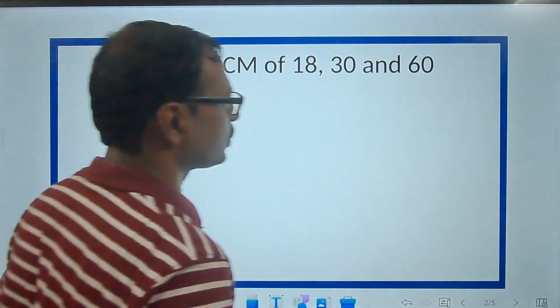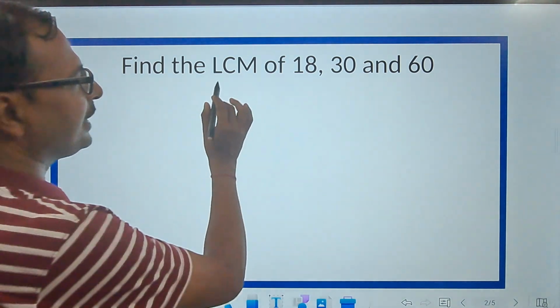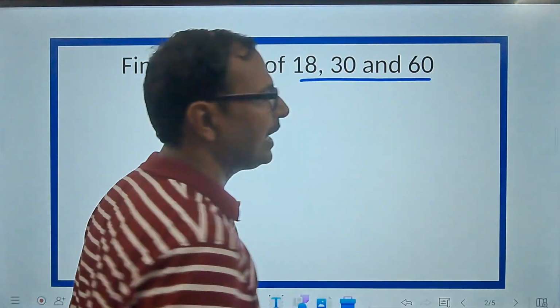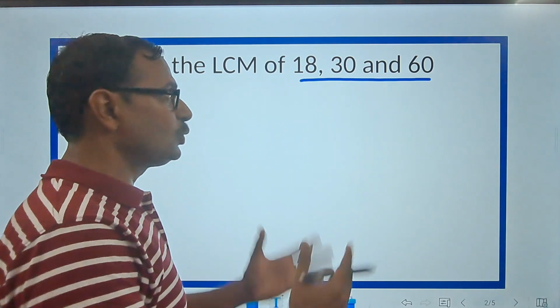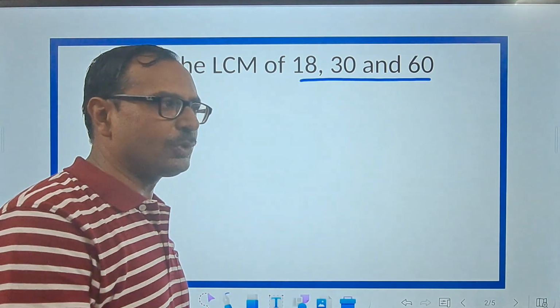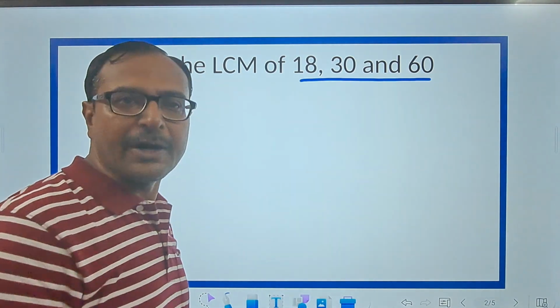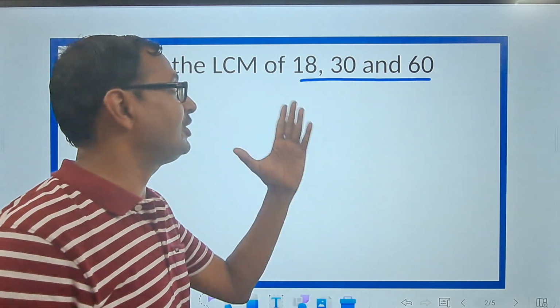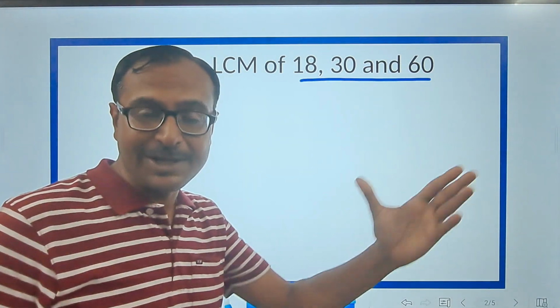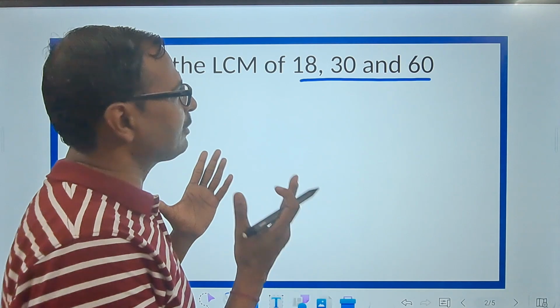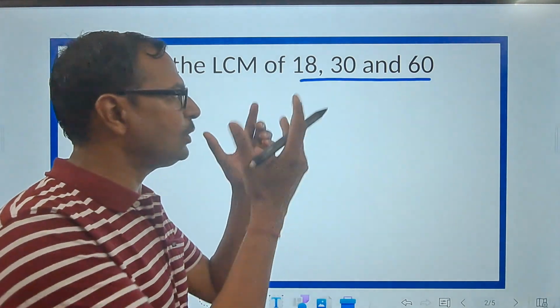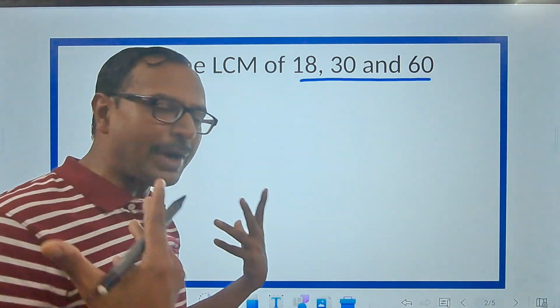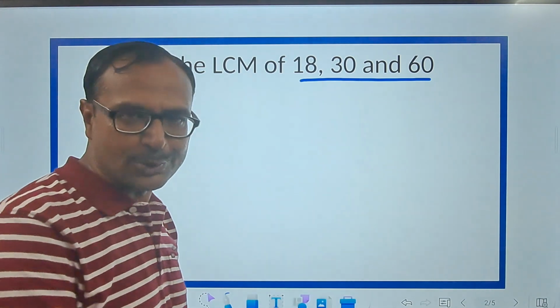Let's see the first question here. We have to find the LCM of 18, 30 and 60. This can be used anywhere where you have to add or subtract fractions, where you have denominators 18, 30 and 60. So if you can find the LCM of 18, 30 and 60 orally, you would be able to add the fractions and subtract the fractions also.